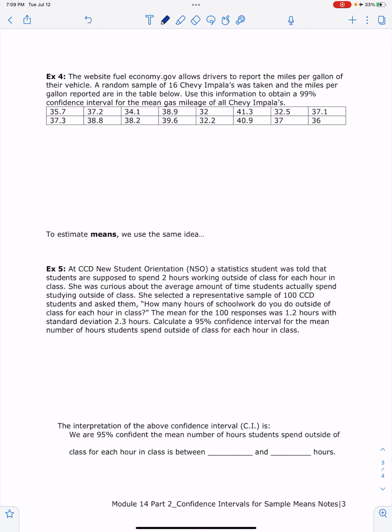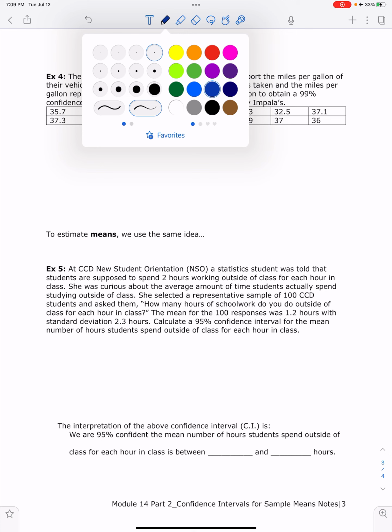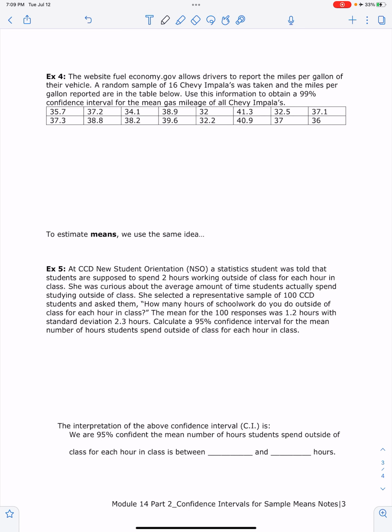Okay, here are the Mod 14 Part 2 notes. This is page 3. We are going to add in a couple of things, and we are going to change up just a little. We are going to eliminate that.